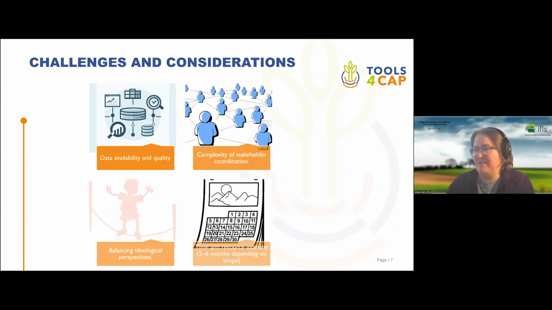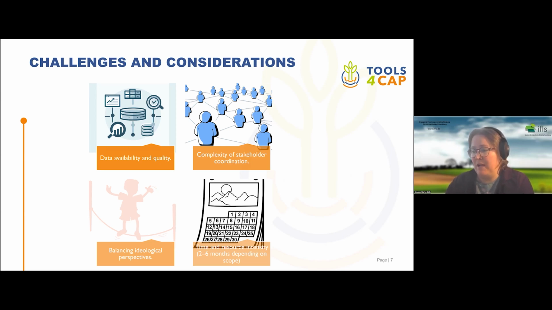There are a few challenges in applying the IOI matrix. First of all, data availability and quality. That's, I think, quite obvious. And it can also be a question of resources in that context. Then, of course, the question of stakeholder coordination in the decision-making process. This mainly refers to those engaged in the decision-making process itself. So this would be other ministries involved, for example, for environment and climate, but also economic and social partners, and so on.